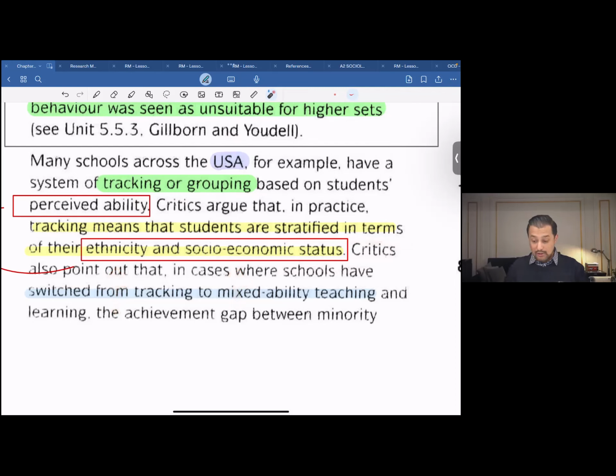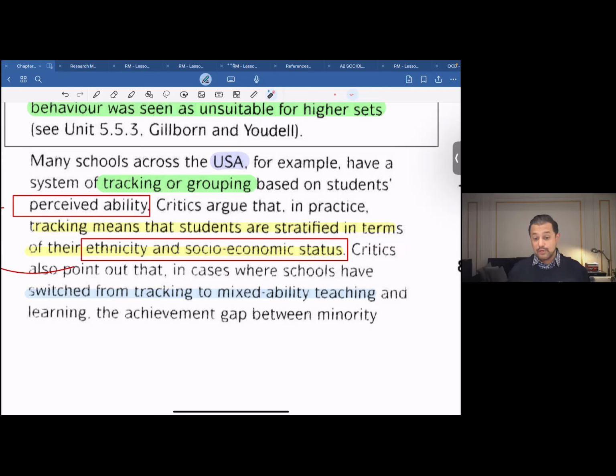Don't you see a lot of similarity between what happens in the US and what happens in the UK? According to Gilborn and Youdell, the British education system is excluding individuals from the working class and individuals from the Black ethnic minority origin from getting into higher sets. So is the case when it comes to the US.